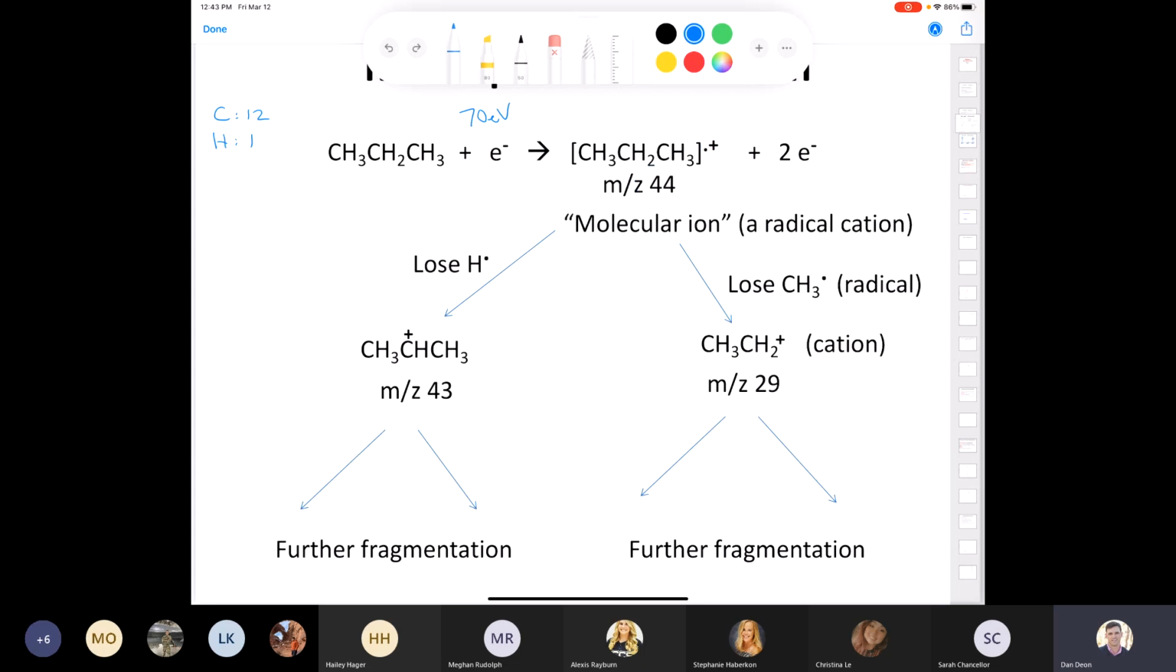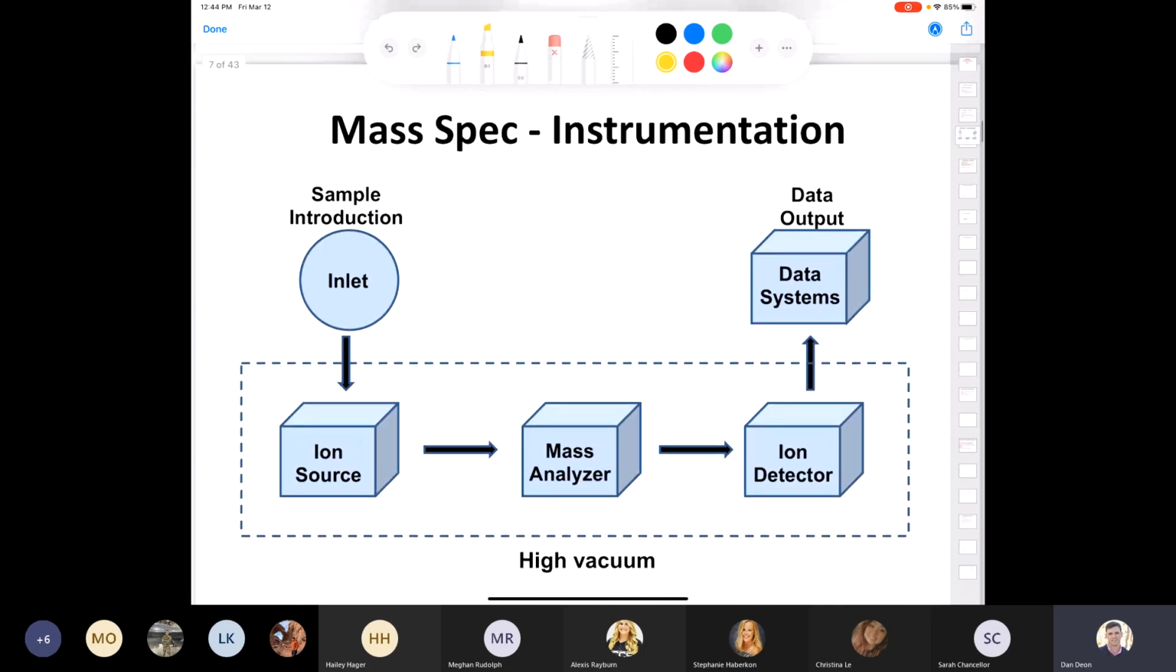But how can this molecular ion fragment? How can that radical cation fragment? Well, it could lose simply a hydrogen radical to give you a mass over charge of 43. That's a propyl cation. Or it could lose a methyl radical, right, in order to give us an ethyl cation. And these are the kind of things that we want to look for in our mass spectrum.